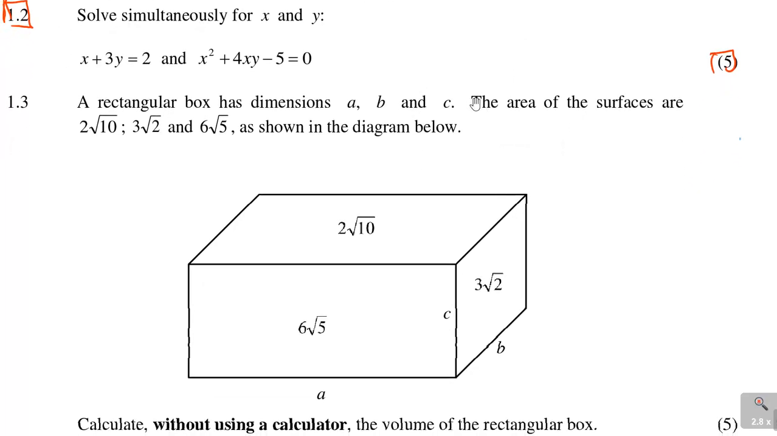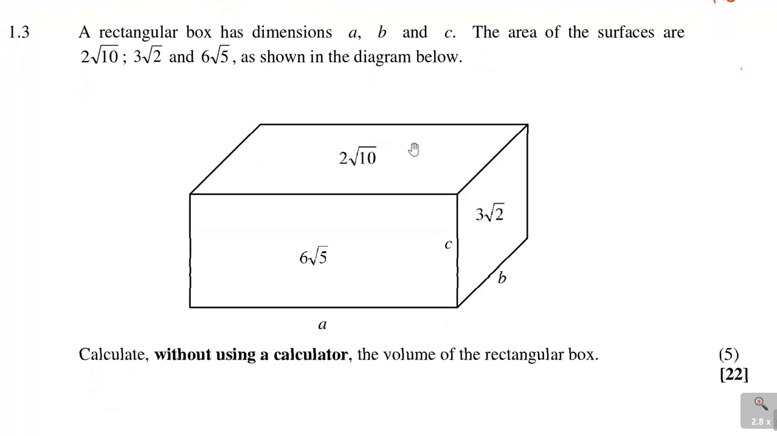Then lastly is question 1.3. It's also like algebra. These are questions solving for x, because they say solve for x. It says a rectangular box has dimensions a, b, and c. The areas of the surfaces are given. So these are the dimensions a, b, and c, and they give us the areas there. This is the area of that, this is the area of that, this is the area of that. And then it says calculate, without using a calculator, the volume of the rectangular box. They want the volume of this whole box.